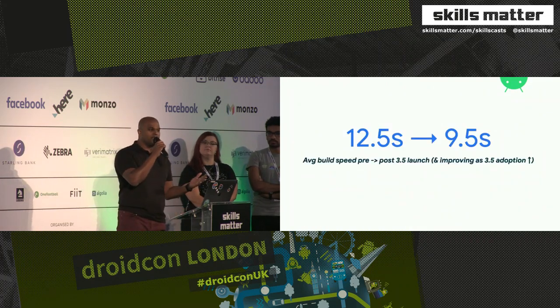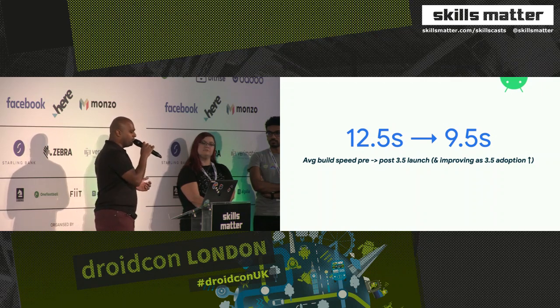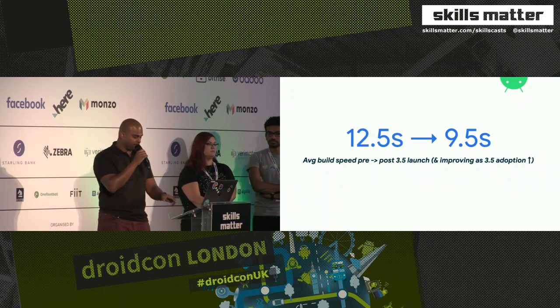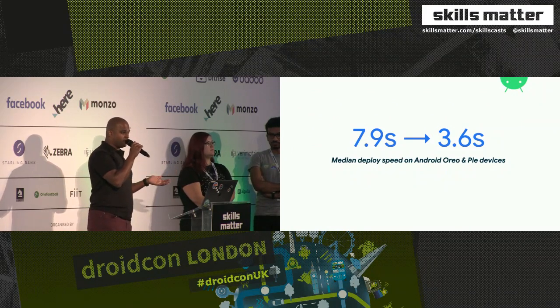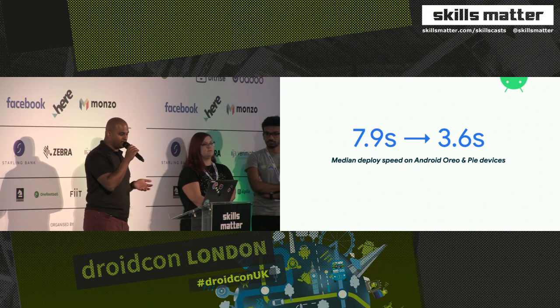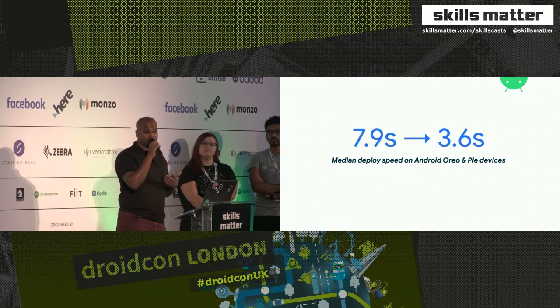So just to give you some numbers, before and after 3.5, for build times, we went from 12.5 to 9.5, so roughly a 25% drop there. By taking advantage of some modern architecture on the latest versions of Android, we were able to bring deploy times down by 50%. So using things like Apply Changes was clutch there. And if you haven't tried that, I really encourage you to do so.